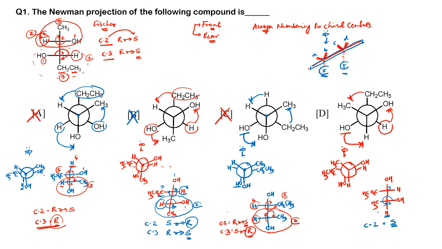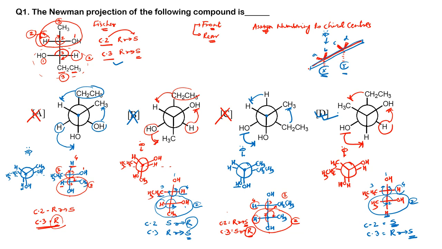There is no change in configuration. At the C3 we are observing OH will be the first one, this group will be the second, CH2, CH3 will be third and hydrogen will be the fourth. So in this case first, second and third, we are observing it to be clockwise direction, but the hydrogen is towards observer, therefore R will change to S. So here you are finding both the C2 and C3 are with S configuration, so therefore it is matching with the given compound, so therefore D is the correct answer.